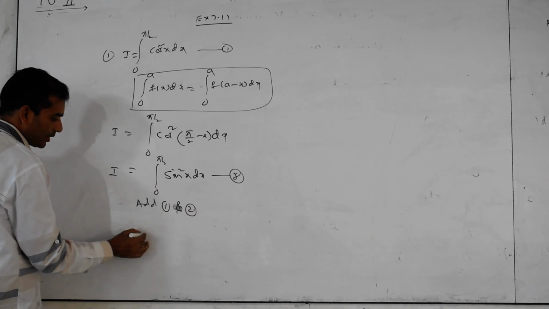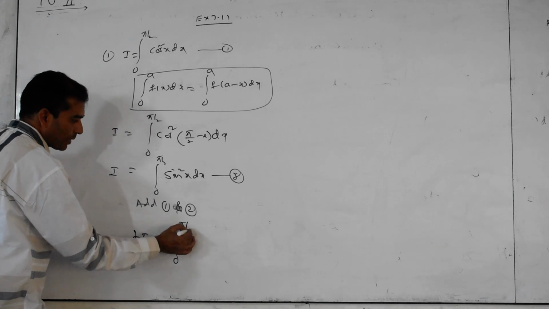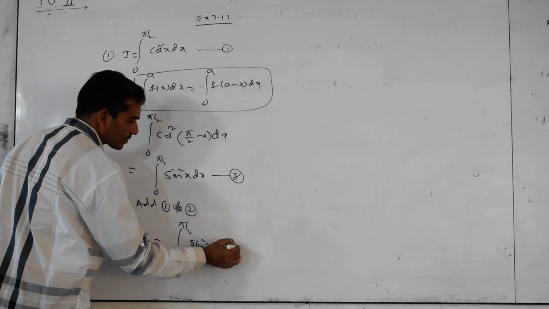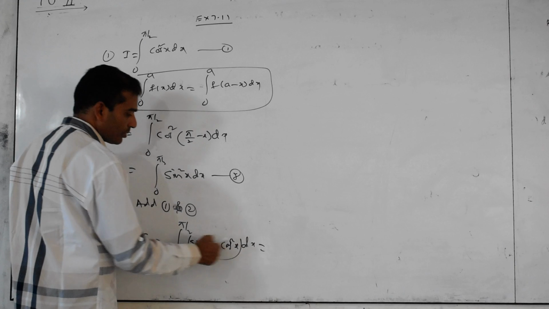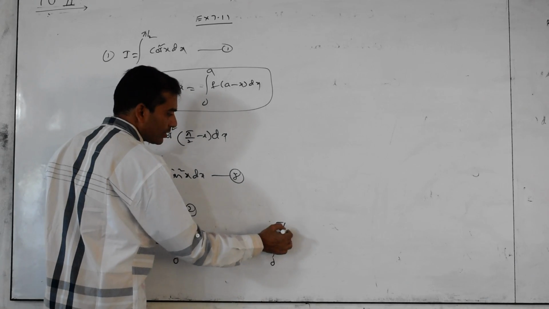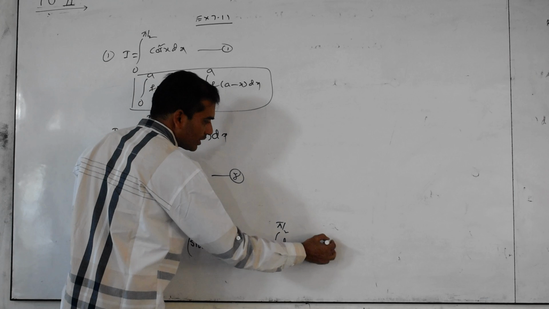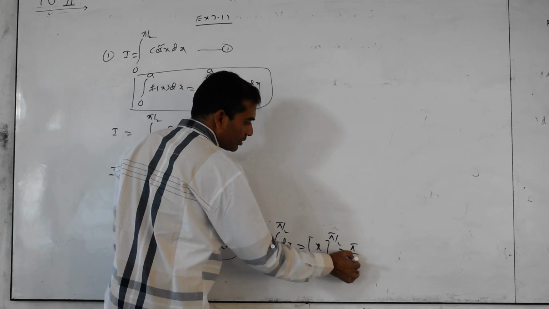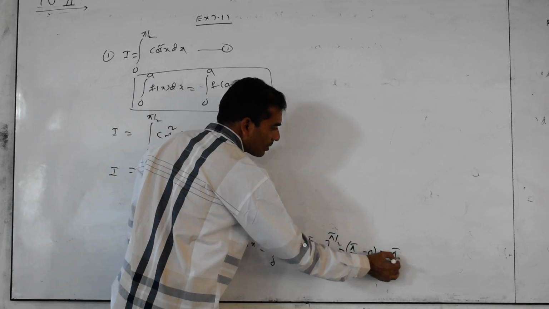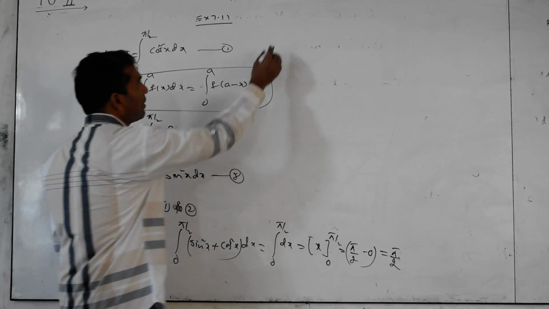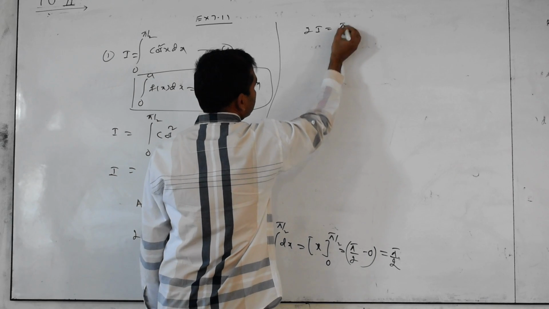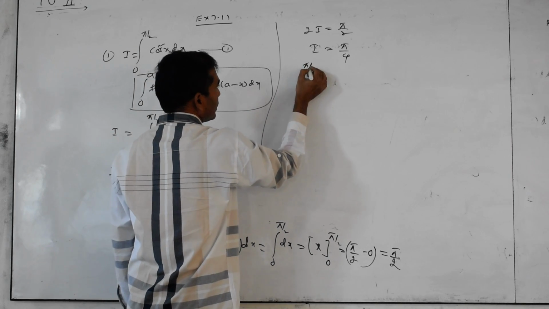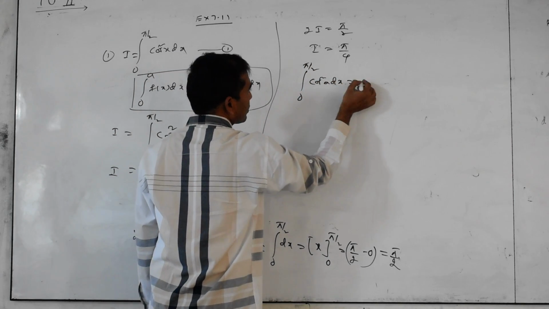I plus I, 2I, equals integration of 0 to pi by 2 sin square x plus cos square x dx, which is equal to 1. Integration of 0 to pi by 2 of 1 dx is x with limits 0 to pi by 2. Apply the upper limit pi by 2 minus 0, which is pi by 2. Therefore 2I is equal to pi by 2, then I is equal to pi by 4. So the integral of 0 to pi by 2 cos square x dx equals pi by 4.